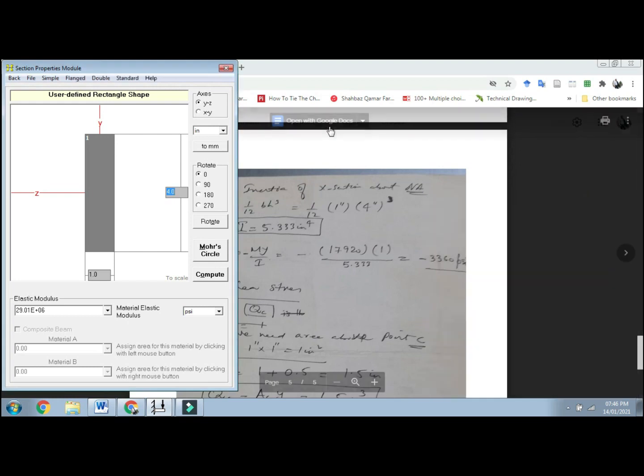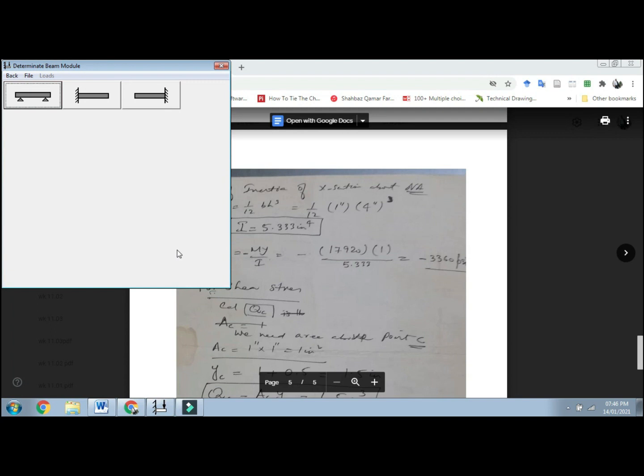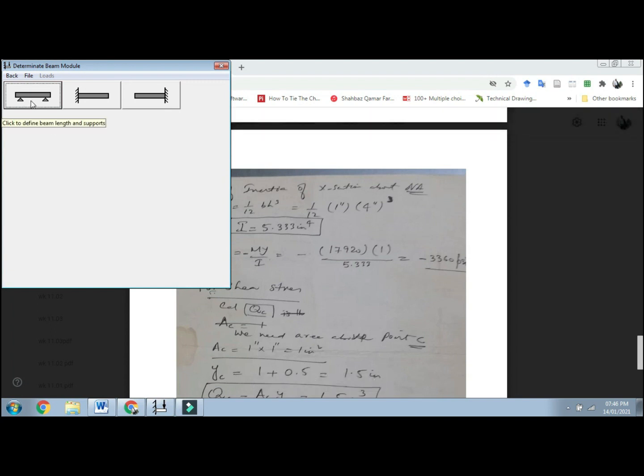So we go back and select determinate structure, and you know the data. The total beam length is 3 feet, so let's say it is 36 inches. The left support is 0. What is the right support? 36.